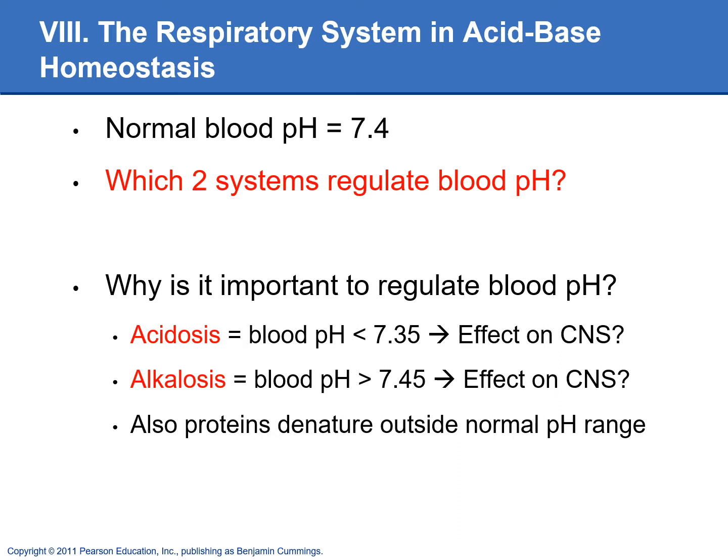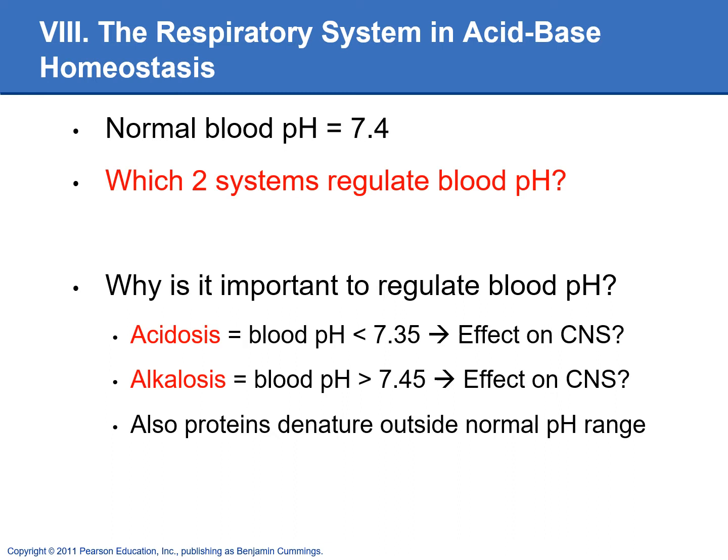The two systems that regulate blood pH are the respiratory system and the urinary system. That would be really important to know for the exam. It's not the endocrine system and nervous system like it is with most of the other systems. So it's really important to regulate the blood pH for a couple of reasons.